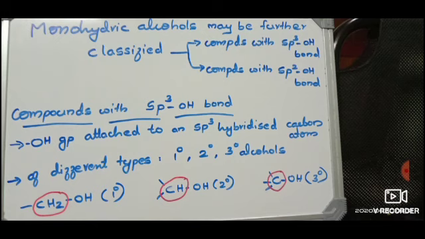primary, secondary or tertiary. We can classify alcohols into primary alcohol, secondary alcohol and tertiary alcohol if OH group is attached to sp3 hybridized carbon atom. If it is primary, the OH group is attached to CH2 group. If it is secondary alcohol, OH group will be attached to CH group. If it is tertiary alcohol, OH group will be attached to C. That C is attached to an alkyl group.